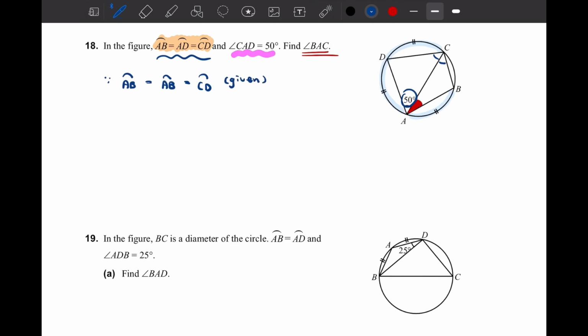So this is given. So your BCA equals your ACD, also equals your CAD, which is 50. And these are your equal arcs, equal angles.